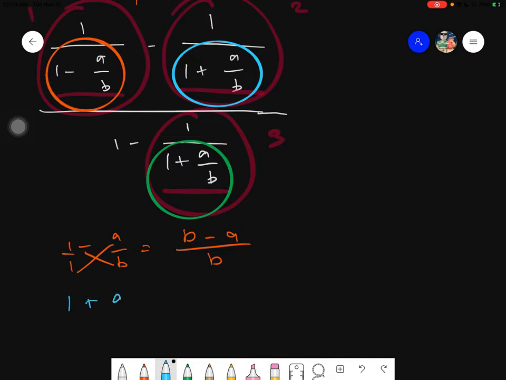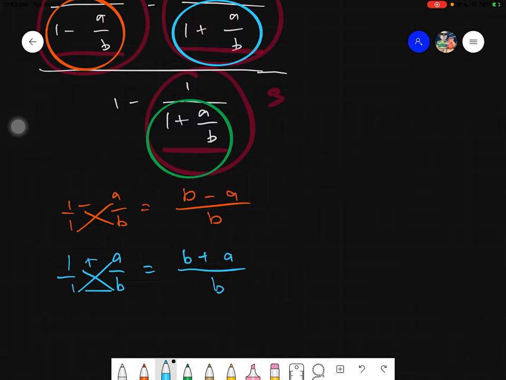So it's 1 plus a over b, giving us, again, this is b, we have plus 1 times a is a, and then 1 times b is, of course, b. That's the blue one. And then as for the green one, it's the same as the blue one, so therefore for the green one, it would be the same. You will notice, same given, okay, but different positions, okay?